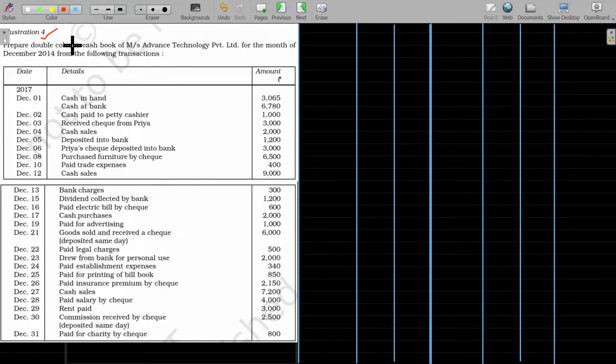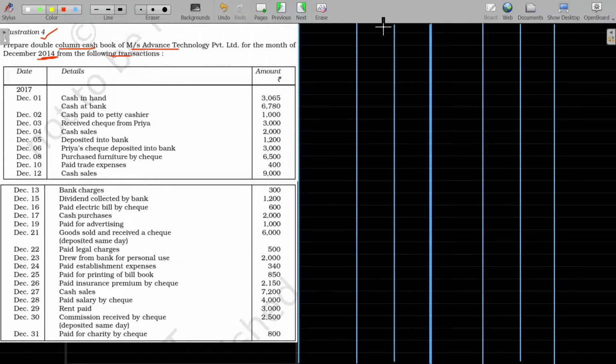Illustration number 4. Prepare double column cash book of Mrs. Advanced Technology Private Limited for the month of December 2014 from the following transactions.